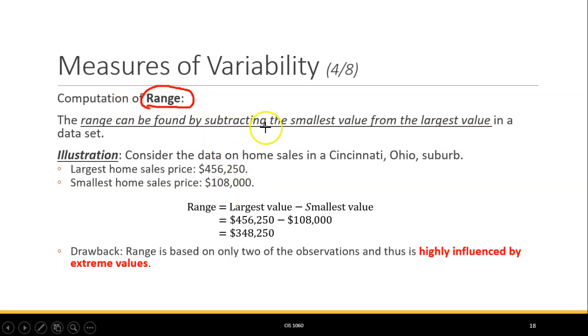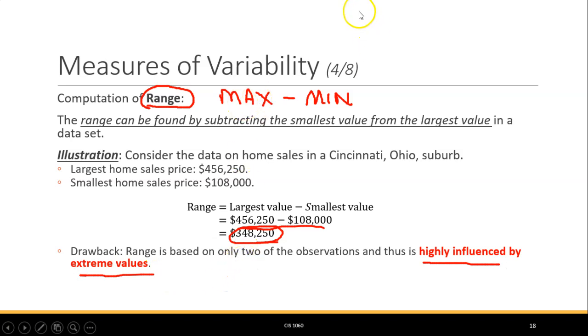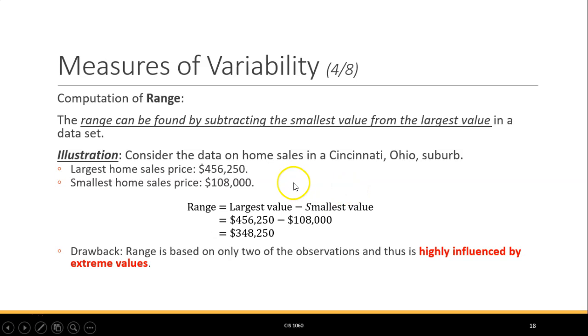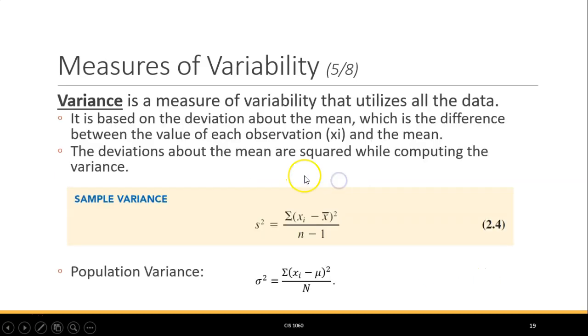The range is nothing more than the maximum minus the minimum. So max minus the min of all the values of a data set. Looking at the home sales that we saw earlier, the largest was 456, the smallest was 108, and the difference, which is the range, was 348,000. Remember, that is influenced by extreme values. So if you have anything crazy in your data set, then it could highly influence your range.